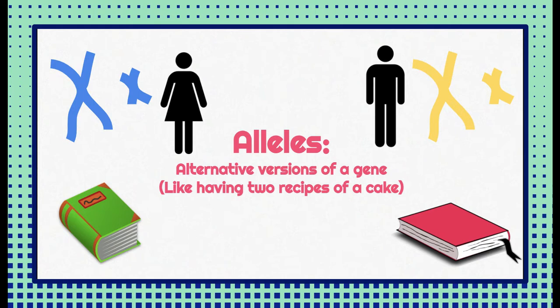It's a little bit like each parent having a recipe book and both of them giving you a recipe for chocolate cake. One might be a mud cake and one might be a sponge cake. They're both still for chocolate cake. They're just alternative versions of the same recipe. This is what we call alleles. They're alternative versions of a gene.